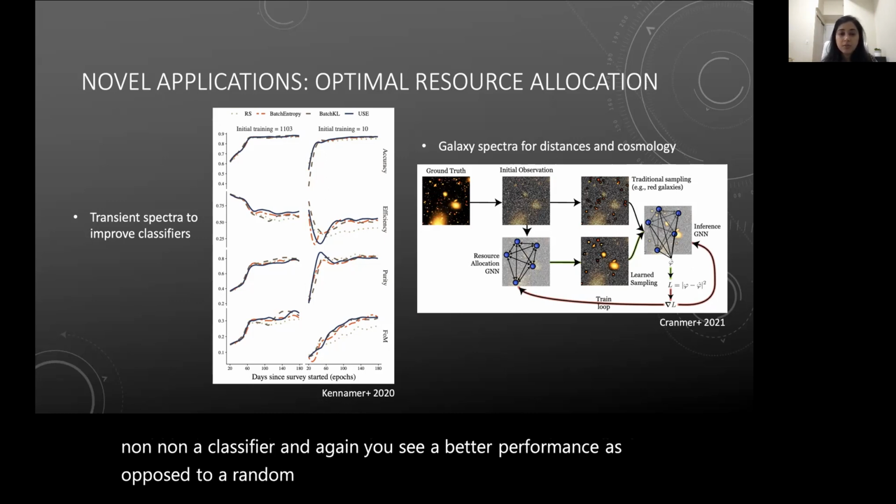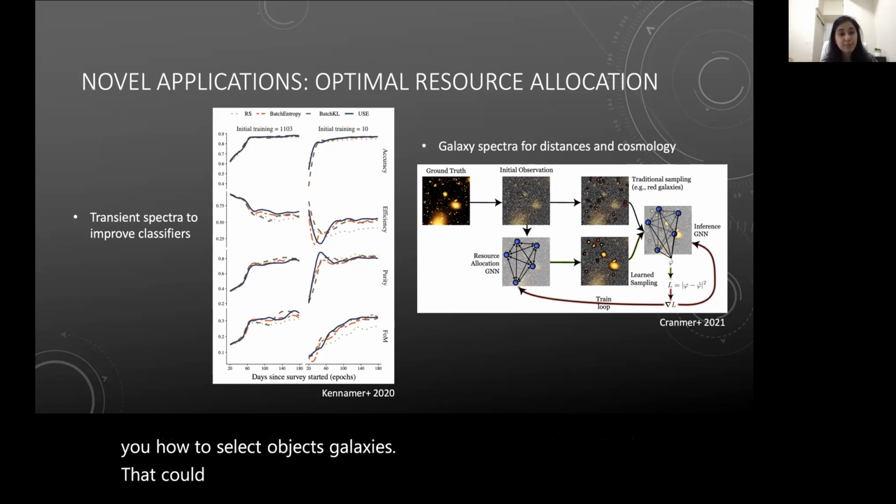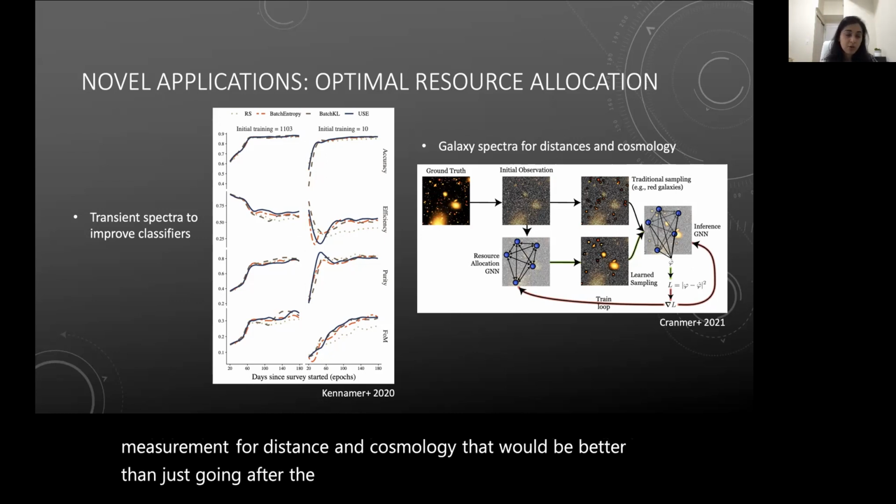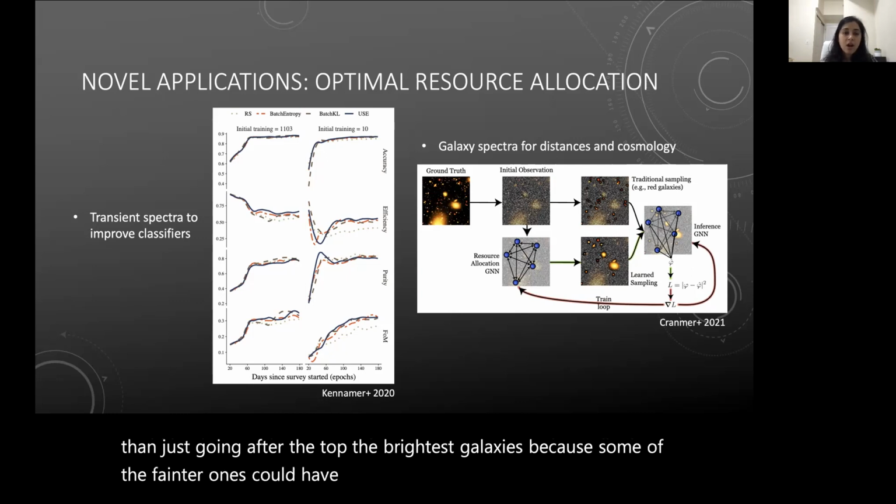A more recent work shows how to select galaxies that could receive spectra to in turn get a measurement for distance and cosmology that would be better than just going after the brightest galaxies, because some of the fainter ones could have some information present. So yeah, this is all I had in mind.